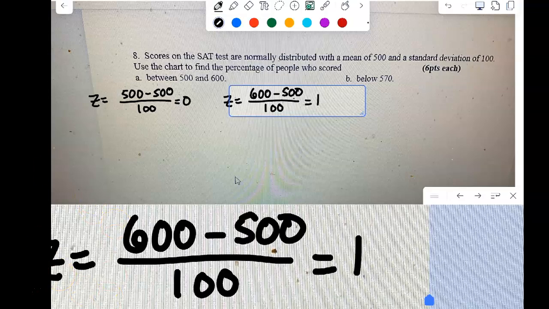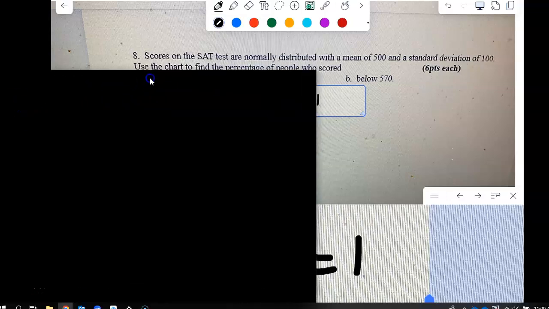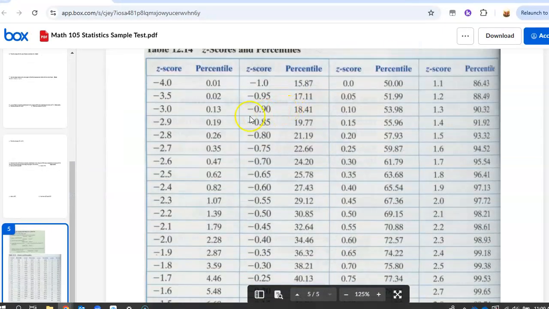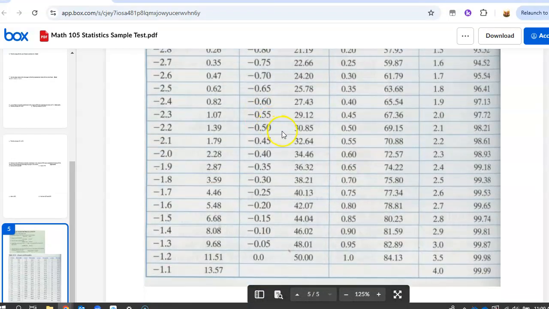Now, once we have those values, we need to go and look at our chart, which again is part of your test. The chart will be the very last page of your test. Just need to give it a second so it'll load up here. We have this chart. So we'd look up the z value for the biggest one and then the smallest one as well.